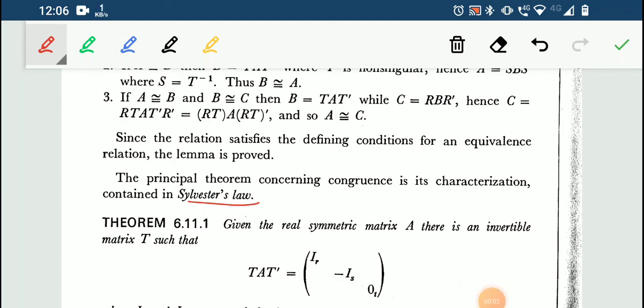This video contains Sylvester's law of inertia. So what is the statement in the beginning?